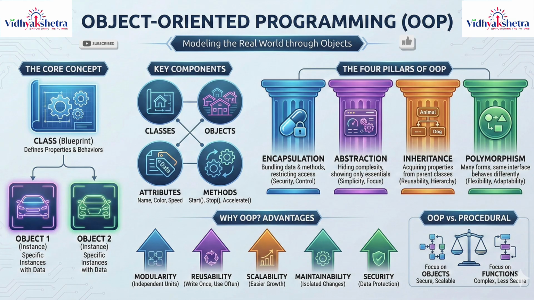Why do we need object-oriented programming? Before OOP became popular, programmers used procedural programming, where code was written as a sequence of instructions or functions. While procedural programming works fine for small programs, it becomes very difficult to manage as programs grow larger and more complex. Large software projects often suffered from code duplication, difficulty in debugging, poor maintainability, and lack of security. Object-oriented programming was developed to overcome these limitations.